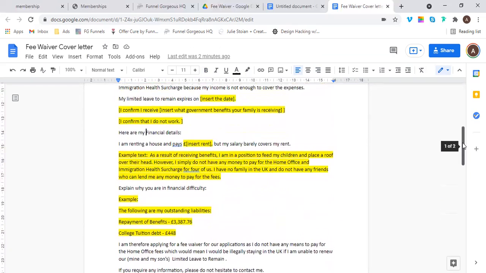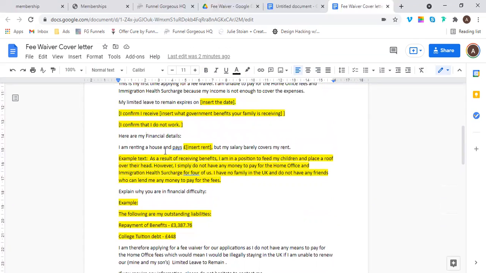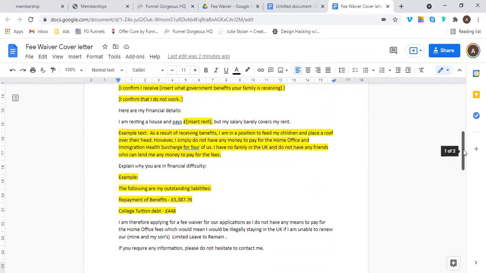So let's go back to the letter. It says, I am renting a house and pay this amount of rent, but my salary barely covers my rent. If that's the case, then write it. And then I said, example text: as a result of receiving benefits, I am in a position to feed my children and place a roof over their head. However, I simply do not have any money to pay for the Home Office fee and immigration health surcharge for the four of us. Typo.